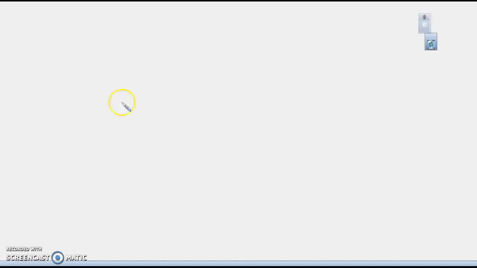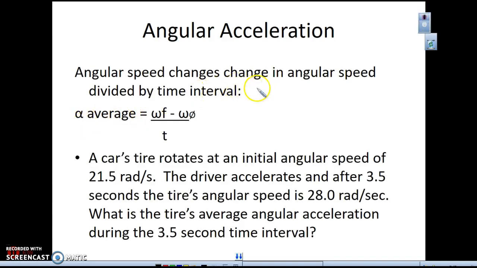Now, what if we want to speed up? Well, if we want to speed up linearly, acceleration is equal to v sub f minus v sub naught over time. We're so used to that by now. But now what we're going to do is use the Greek letter alpha. Sometimes people just call it fishy, but it's Greek letter alpha. And it's going to be the final angular speed, omega, minus the initial angular speed over time.